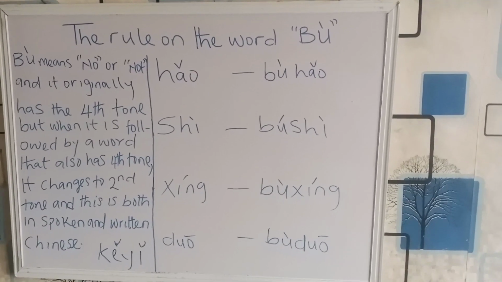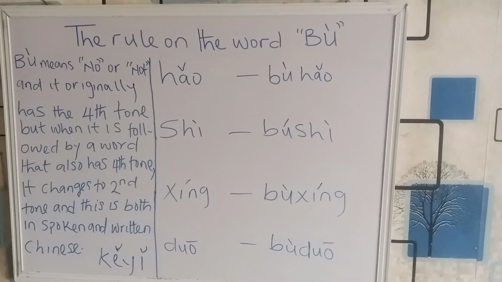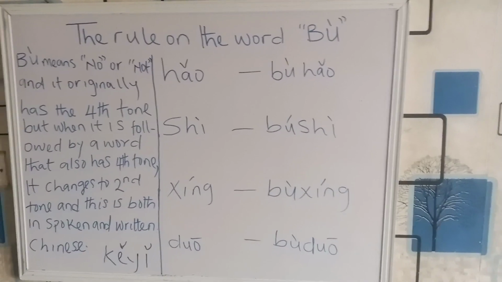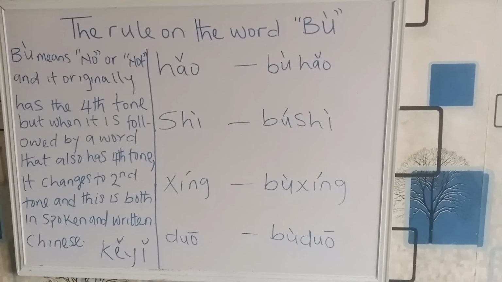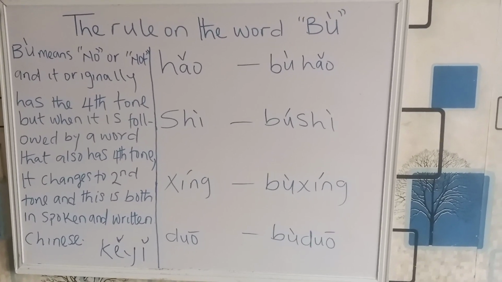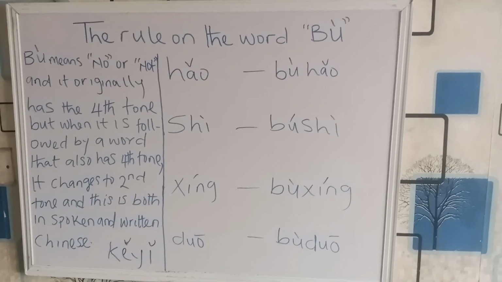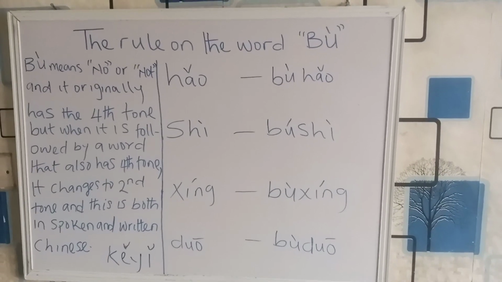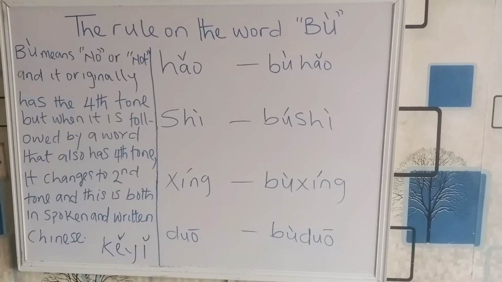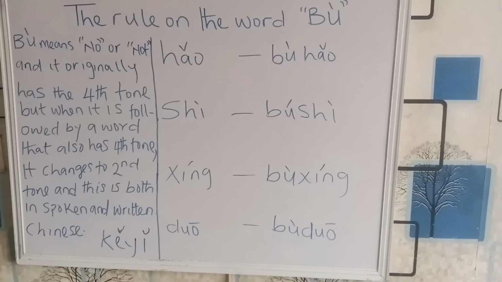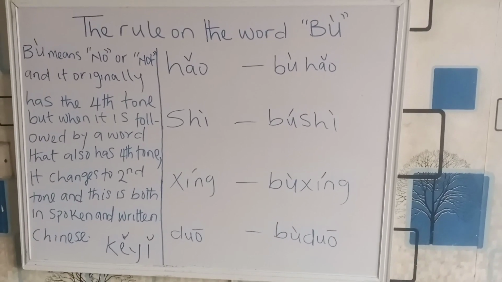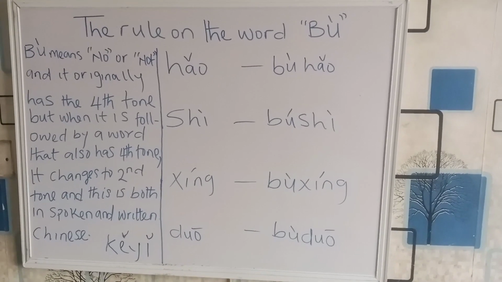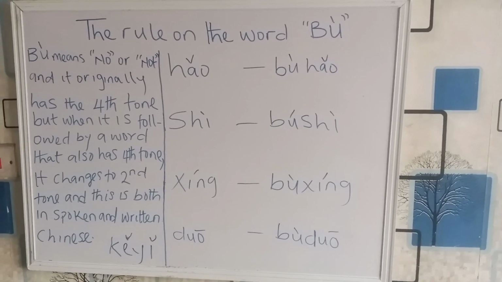Let us also understand that bù is a word used for negation. When you add bù to a word, you are making it the opposite. This is hǎo. Hǎo means good. When you add bù in front of hǎo, what you have is bù hǎo, and what it now means is bad or not good. The second one there is shì. Shì means to be. When you add bù in front of shì, it will now be not to be.